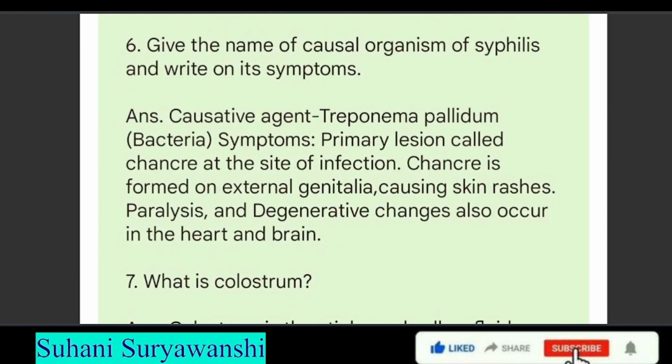Give the name of the causal organism of syphilis and write on its symptoms. Causative agent, that is Treponema pallidum, which is a bacteria. Symptoms: primary lesion called canker at the site of infection. Canker is formed on external genitalia, causing skin rashes, paralysis, and degenerative changes also occur in the heart and brain.